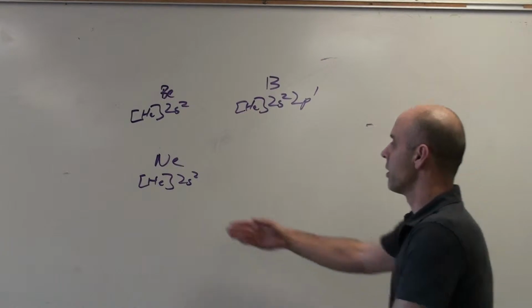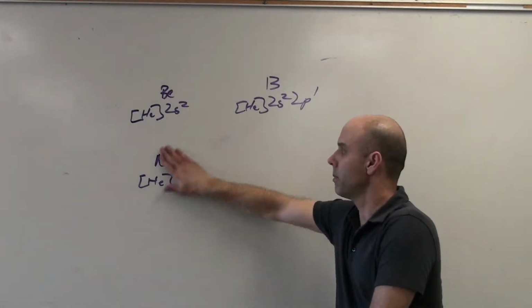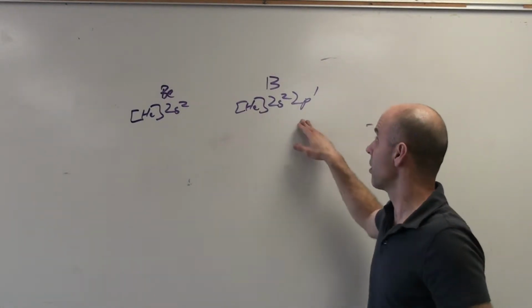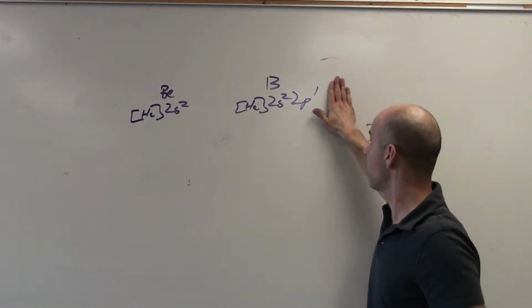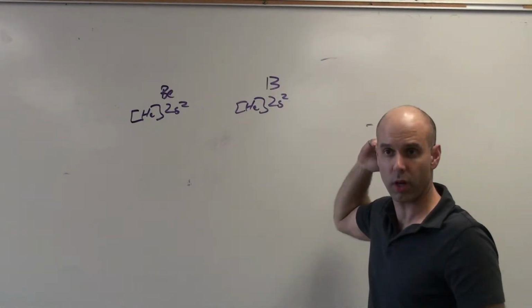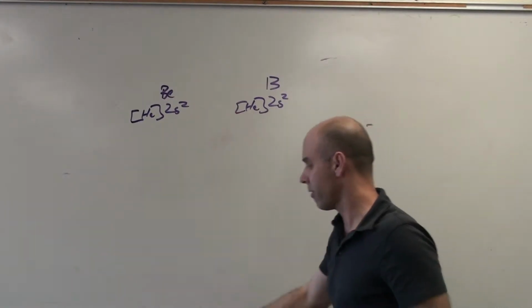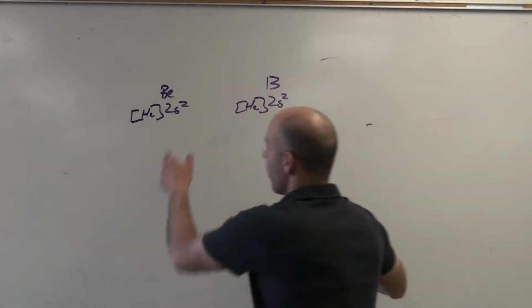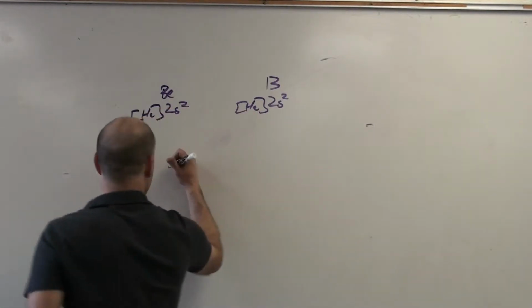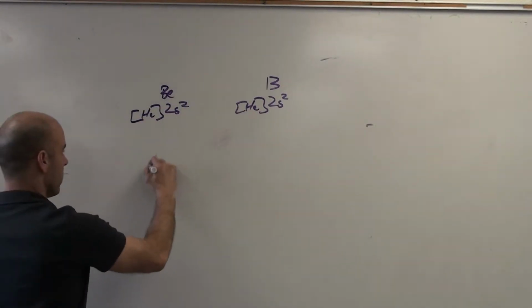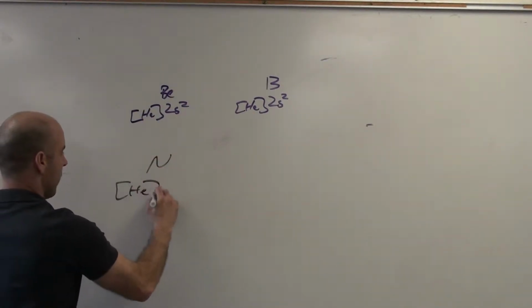So a half-filled sublevel, like beryllium, is going to be more stable than boron, because boron would love to get rid of one electron to be like beryllium. And if you can't have a full sublevel, then you want to be something like nitrogen, which is half-filled.